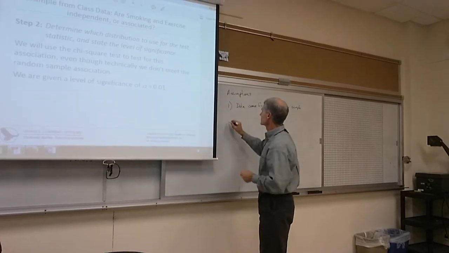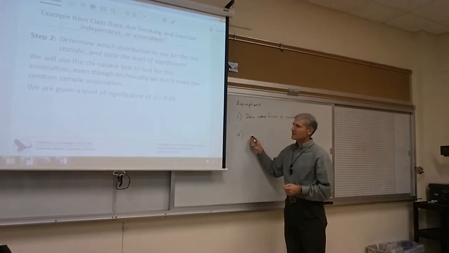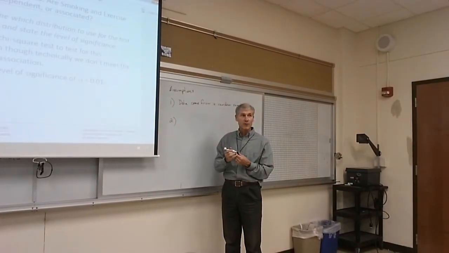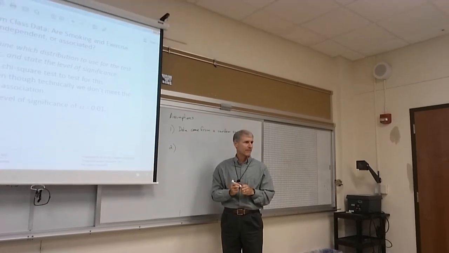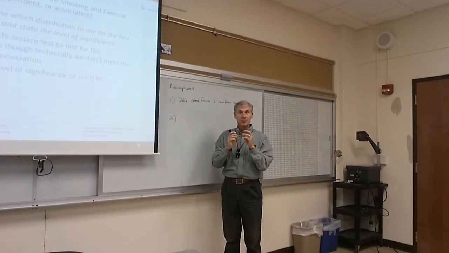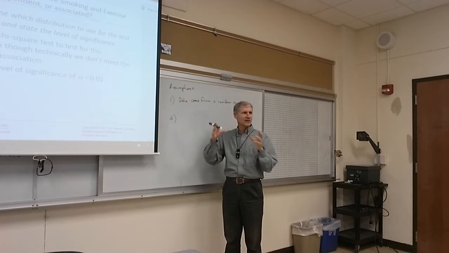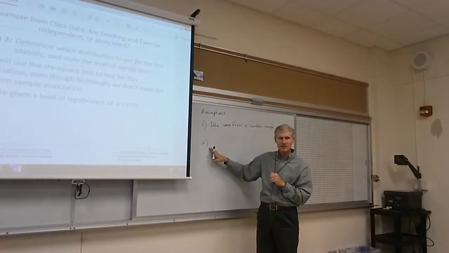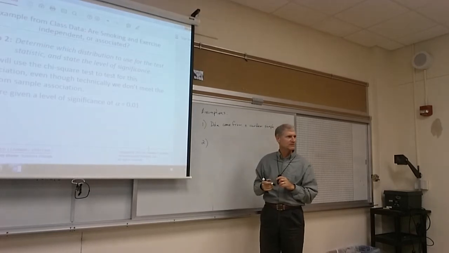Then the second assumption, this technically a contingency table problem is a form of a proportions problem, right? Because it's proportion in this column, and then but remember for proportions what the sample size requirement was?